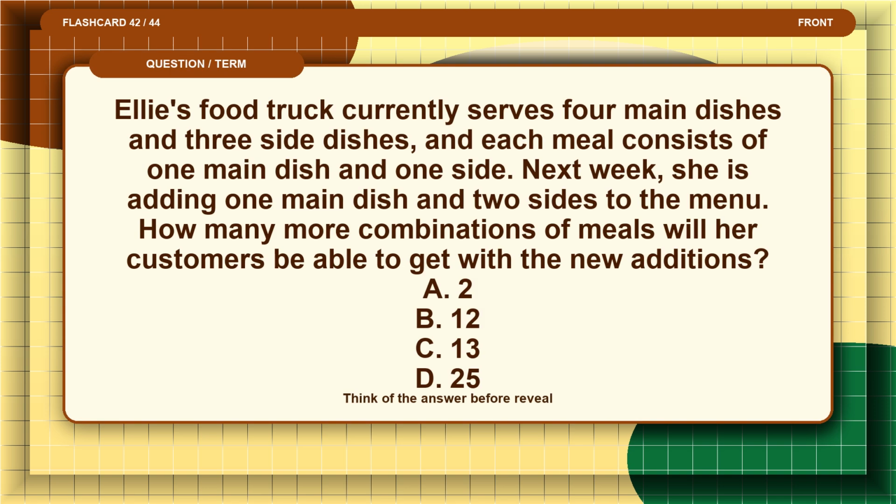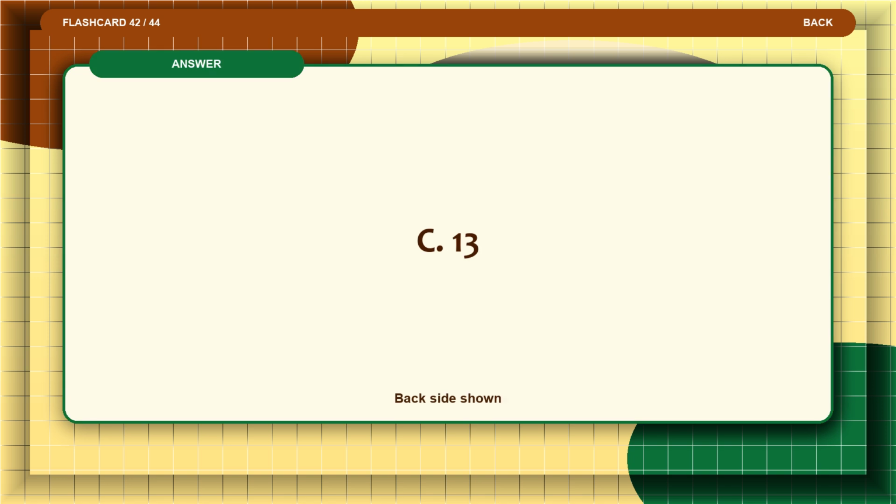Flashcard 42. Allie's food truck currently serves 4 main dishes and 3 side dishes, and each meal consists of 1 main dish and 1 side. Next week, she is adding 1 main dish and 2 sides to the menu. How many more combinations of meals will her customers be able to get with the new additions? A. 2, B. 12, C. 13, D. 25. Think of the answer before the reveal. The answer is C. 13.